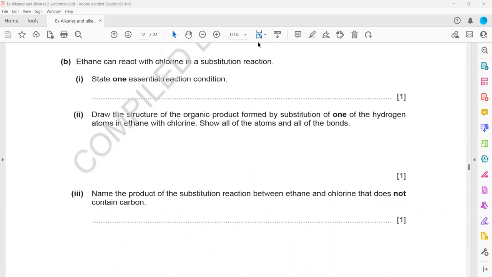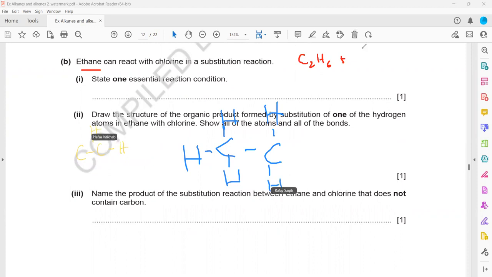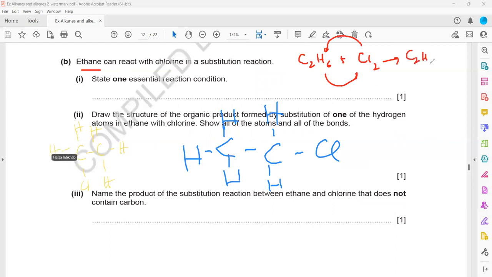Like ethane is there. Ethane, which is C2H6. You can use the screen annotation on any side of the screen to draw. React with chlorine. One substitution, one chlorine enters, one hydrogen leaves. So C2H5Cl. This will be one chloroethane.